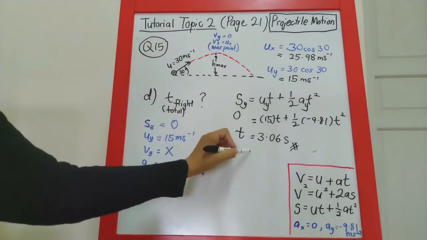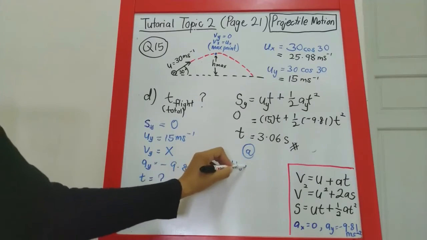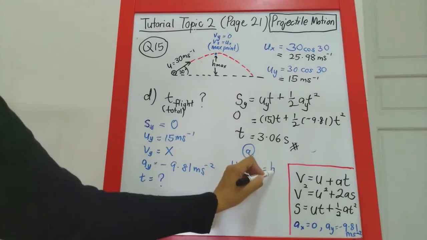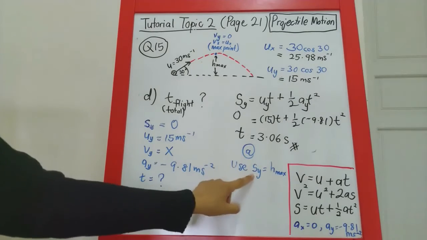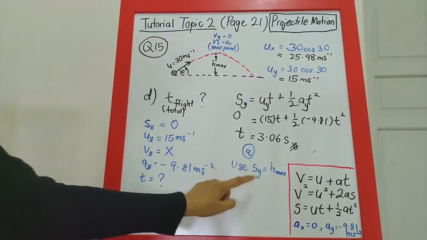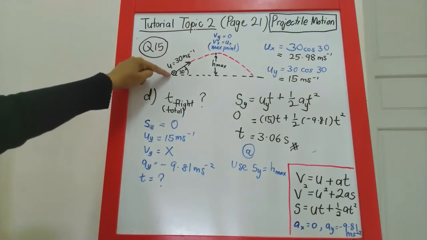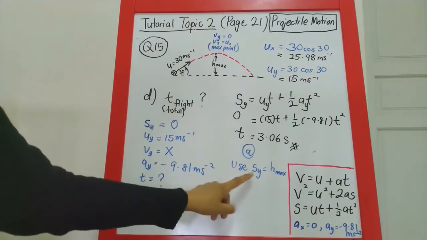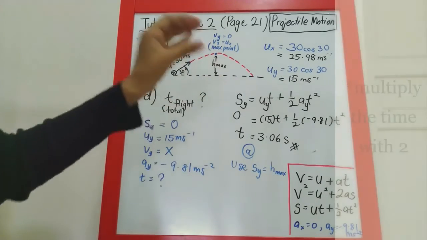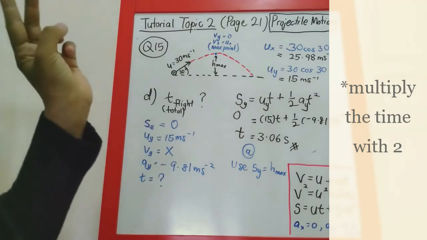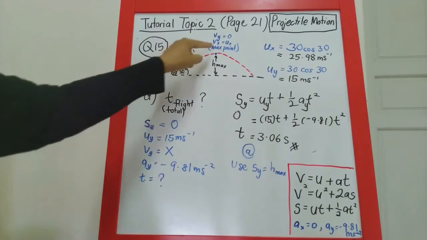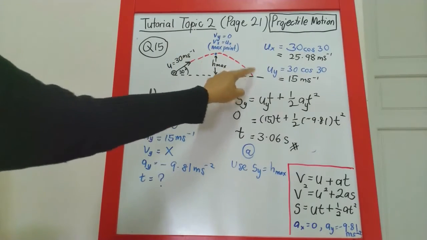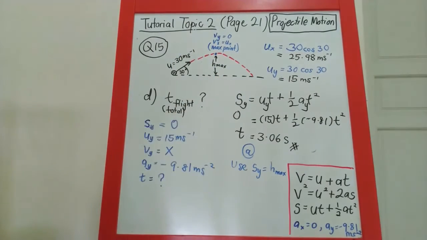Actually, there's another way where you use Sy equals the maximum height. To use this information, therefore your time will be from here to here. So what you need to do, when you use Sy maximum height, multiply it with 2, because time from here to here is the same as time from here to here. Then we get the same answer as this.